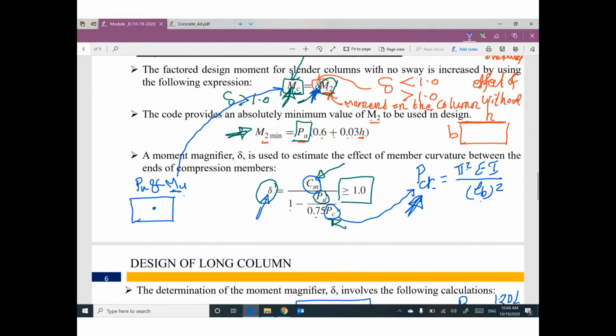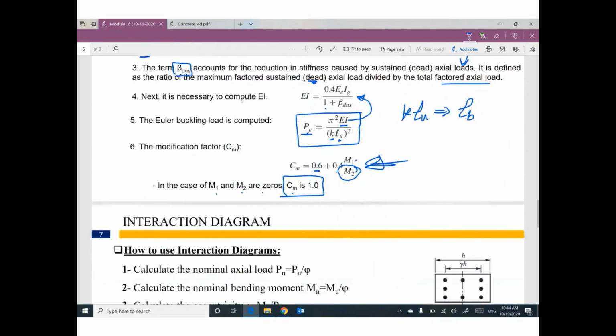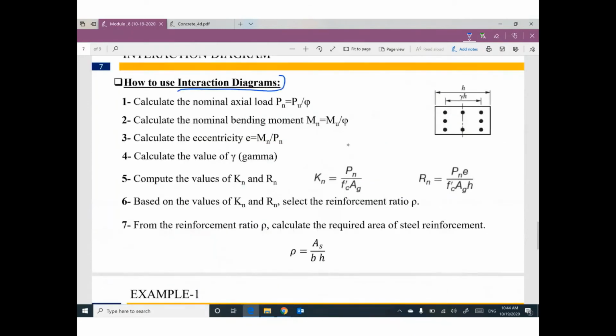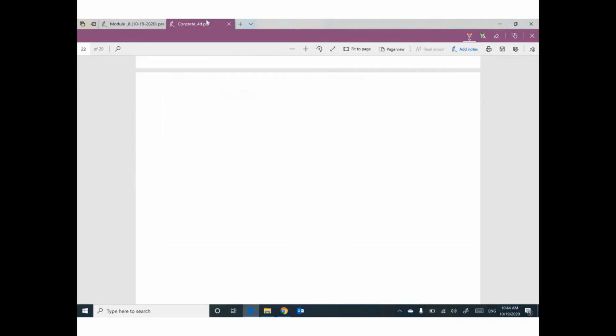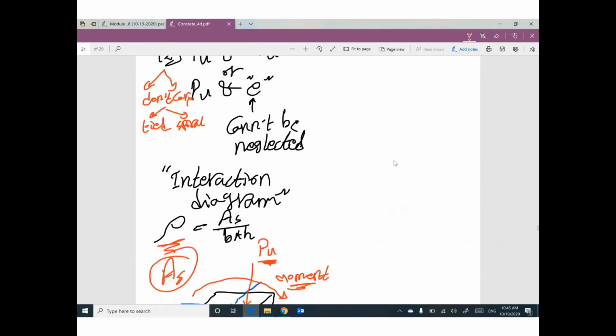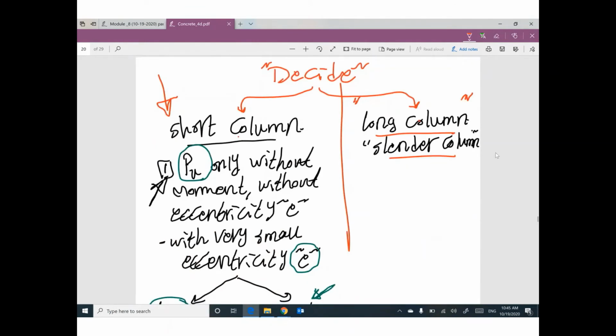Once you have a column under the effect of P ultimate and M ultimate, the last step, I'm going to use the interaction diagram. And we learned last time how to use the interaction diagram. So if you are talking about a long column, first step, I have to consider the effect of buckling. How can I do this? We need to multiply the biggest value of moment, which is M2, times something called delta to figure out the value of MC.